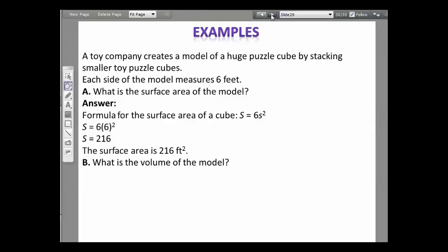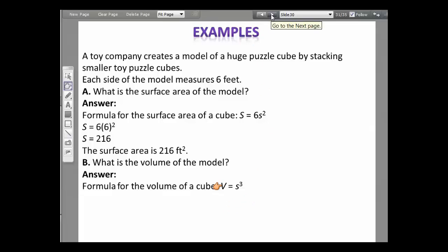Now remember, for finding the volume, because our next question is what is the volume of the model, we're going to use this formula for a cube. Volume equals S cubed. So we're going to plug in 6 for S, and up here we actually know what 6 cubed is. Okay, it's going to be 216. So the volume is 216 feet cubed. And now the surface area and the volume being the same is a coincidence. It doesn't always work out that way.